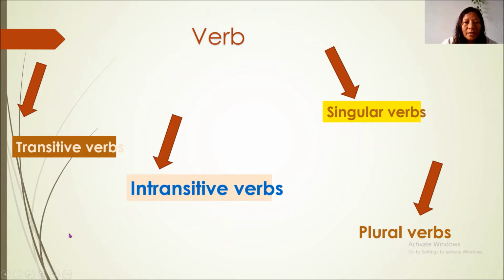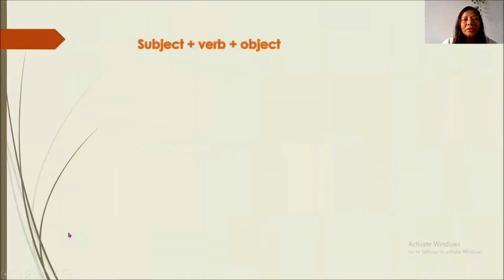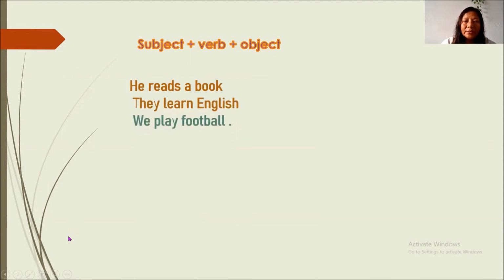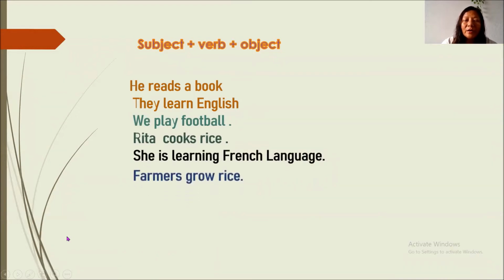Another structure is subject plus verb plus object. According to this structure, the sentences are: he reads a book, they learn English, we play football, Rita cooks rice, she is learning French language, farmers grow rice. Here in he reads a book, he is the subject, reads is the verb, and a book is the object. To find out objects, just ask the question with what. For example, what does he do? He reads a book. Or what does he read? He reads a book. So a book is the object.